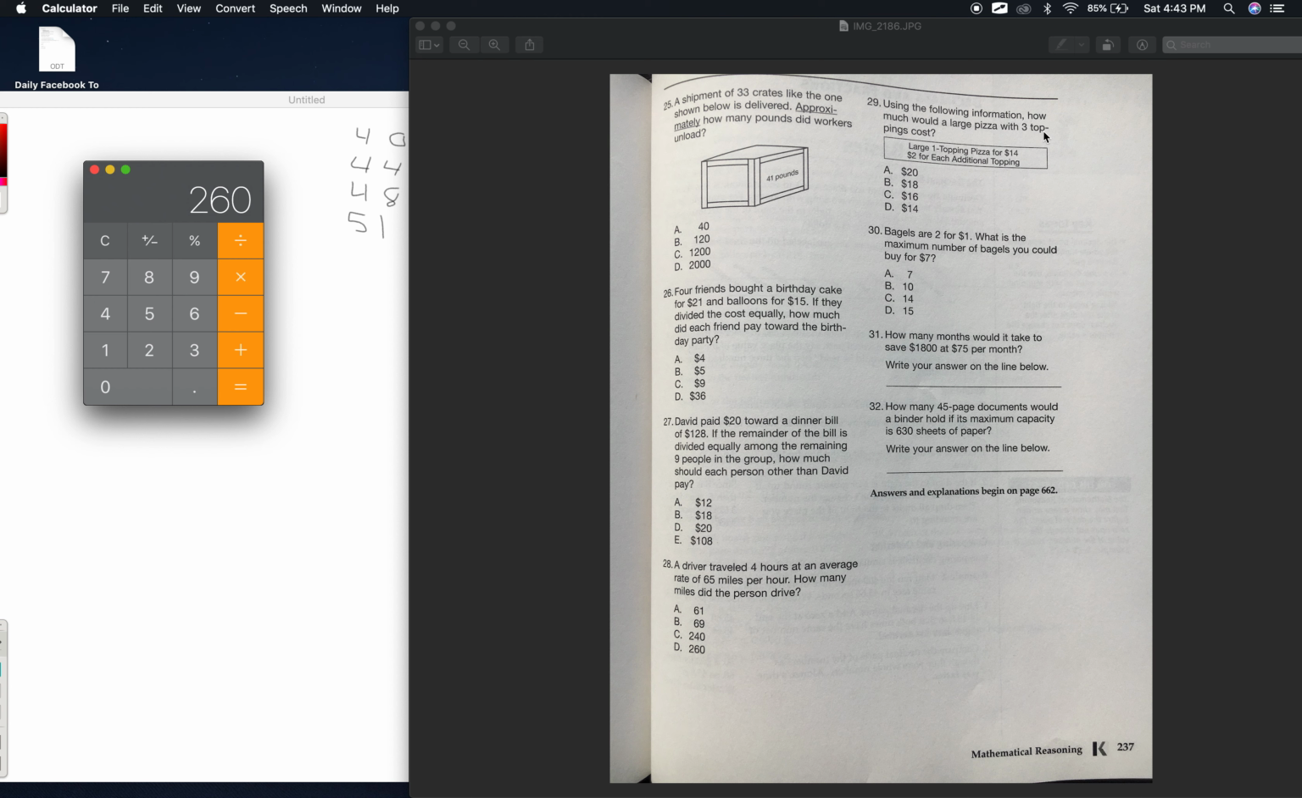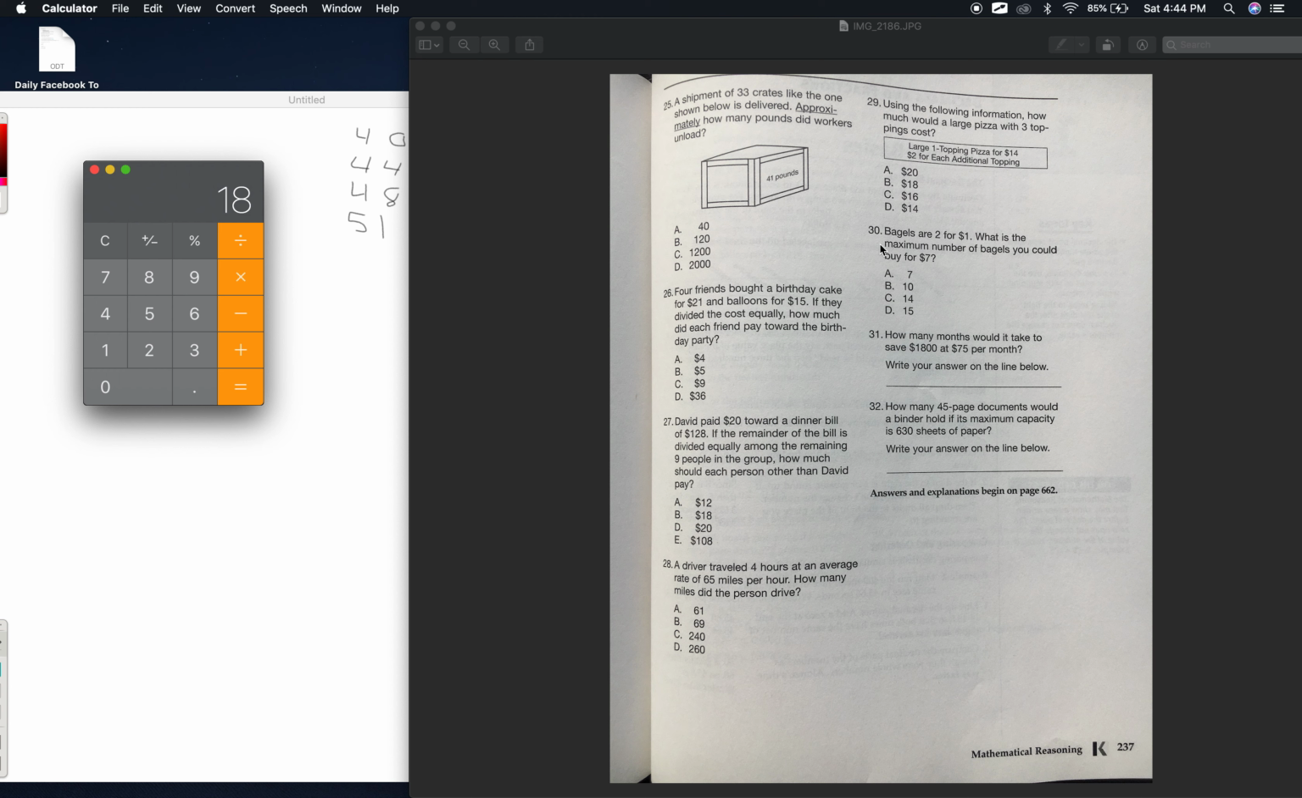Okay, so it has 1 already included in the 14, so we need to add 2 more toppings. Each topping costs $2, and there's 2 of them, so $2 times 2 equals 4. So there's 4 additional dollars. The original one is $14. Add 4 additional dollars, so 14 plus 4 equals $18. Okay, so your answer is B. It would cost $18 for a large pizza with 3 toppings.